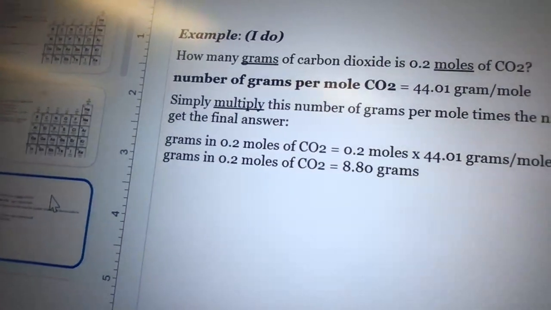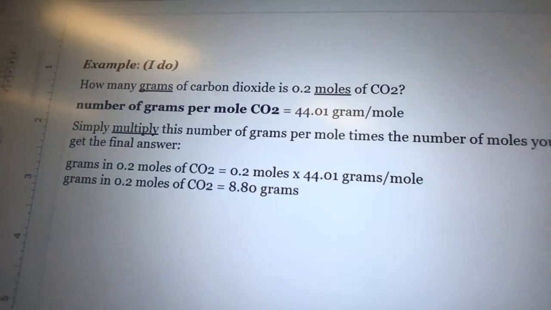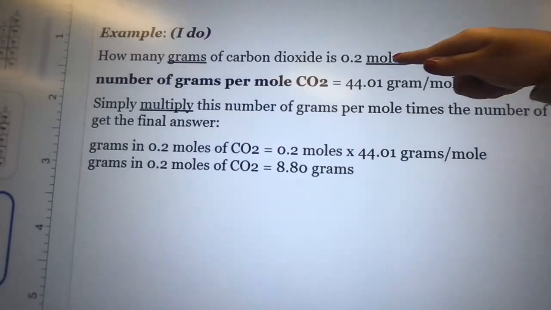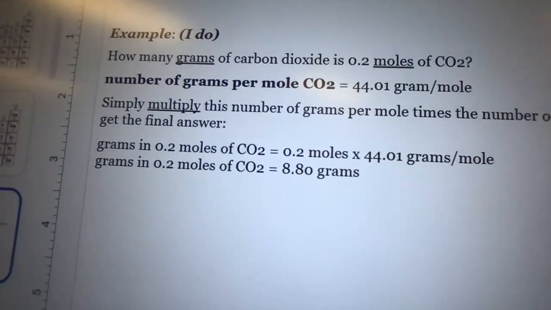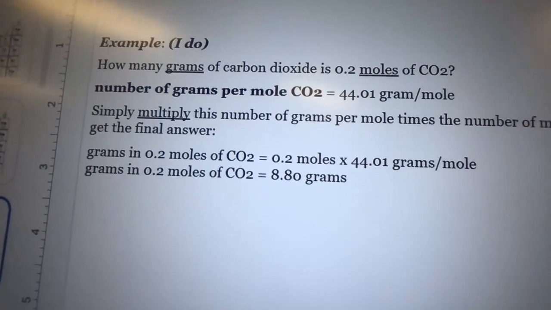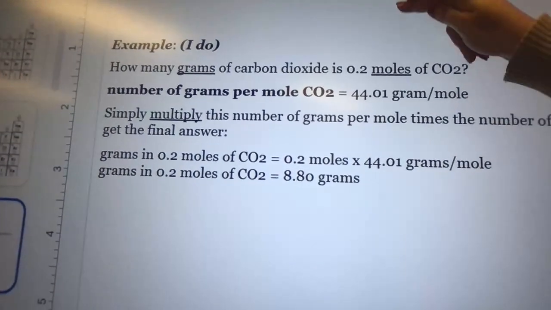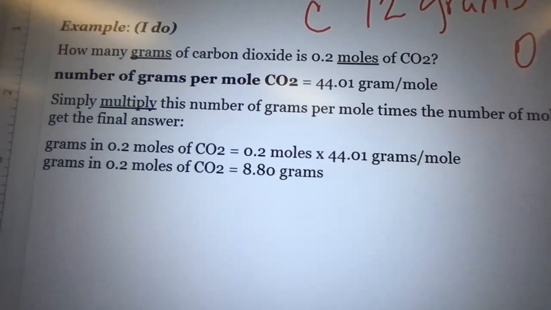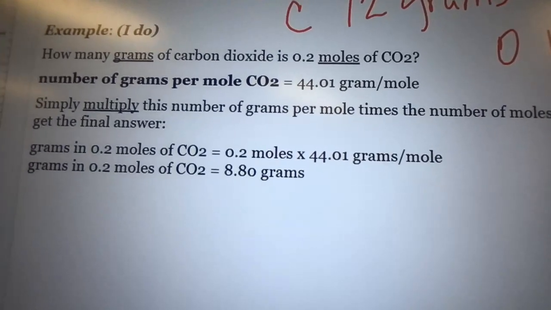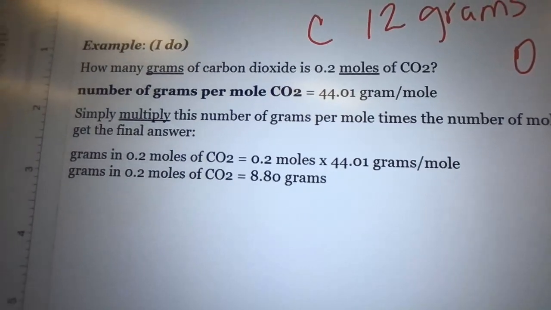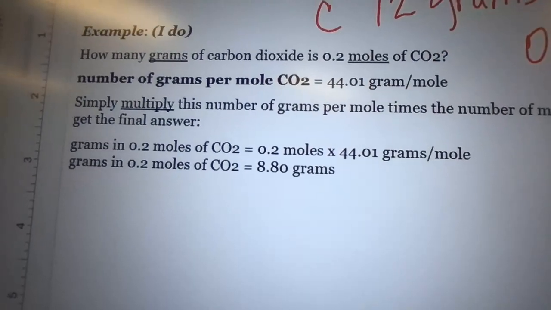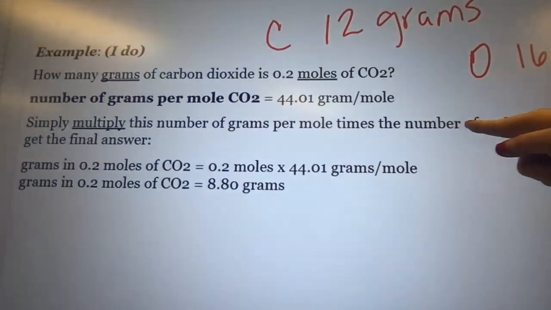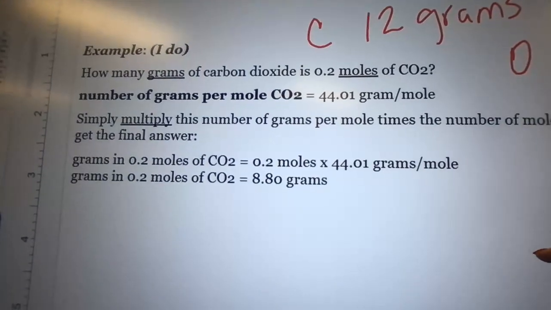So you have that, right? We're doing all this. Why are you doing this? Because at the end, what I want you to do is basically use the 0.2 moles of carbon dioxide. You're going to multiply that. How is that? I'll show you now. You told me that there's 12 grams for carbon, and there's 16 grams for oxygen. So in here it says it's 44.01. Where did you get that number, Ms. Hoskins? You're going to simply multiply the number of grams per mole times the number of moles you have in order to get the final answer.